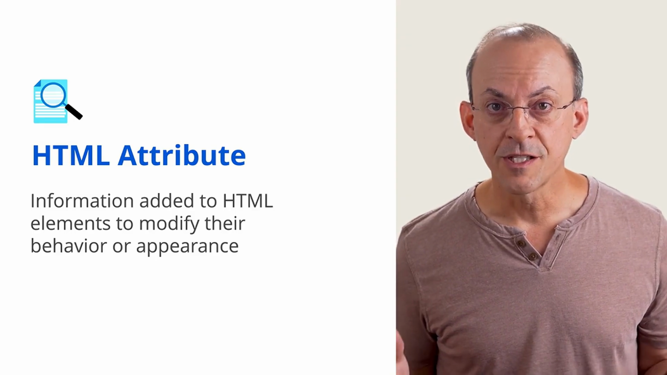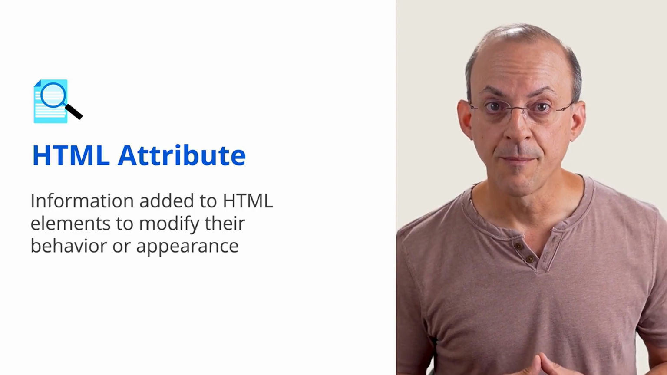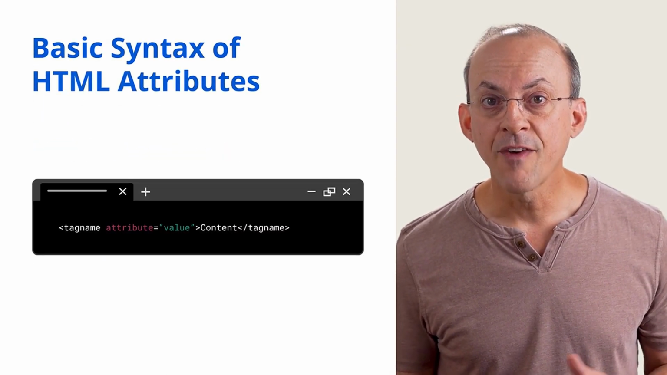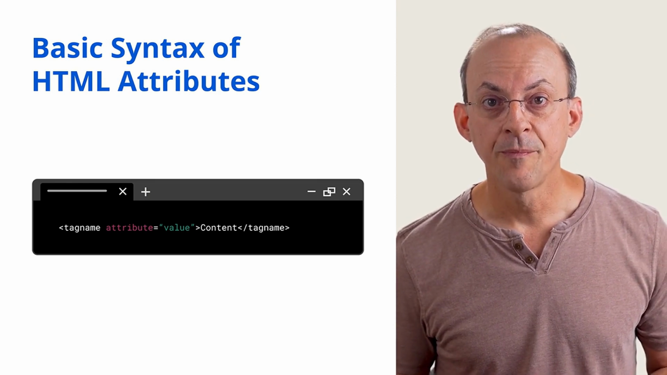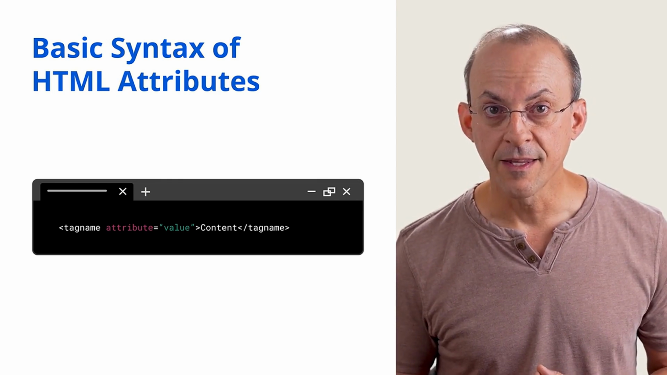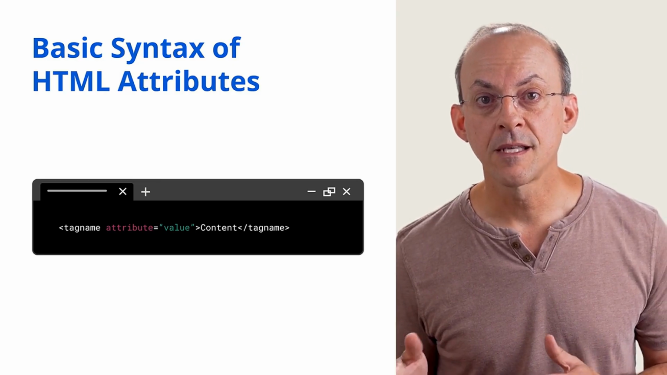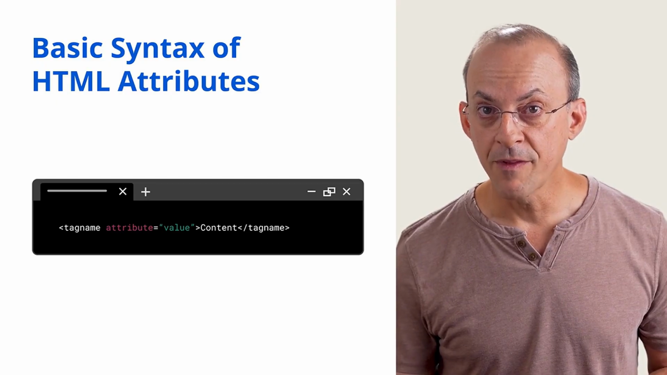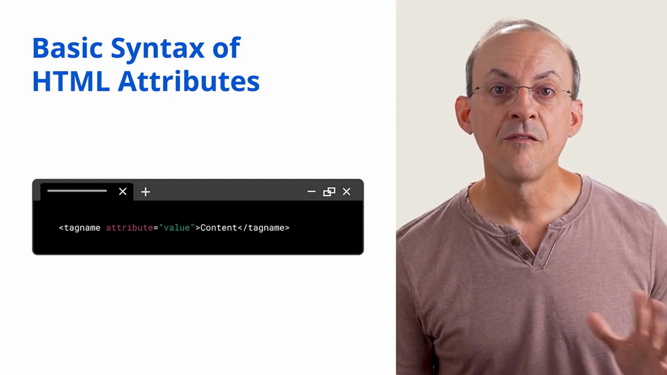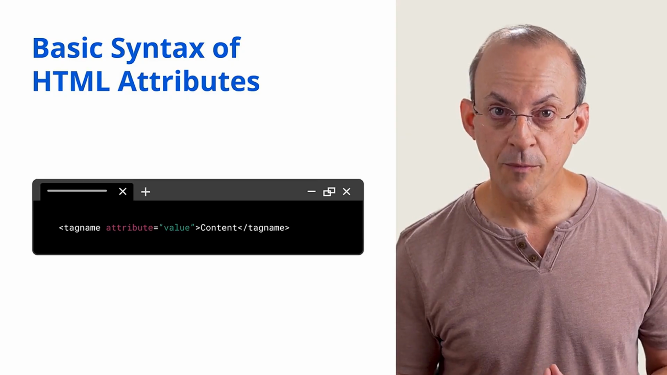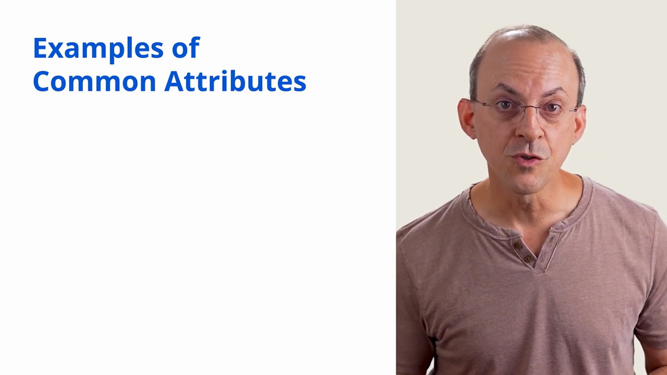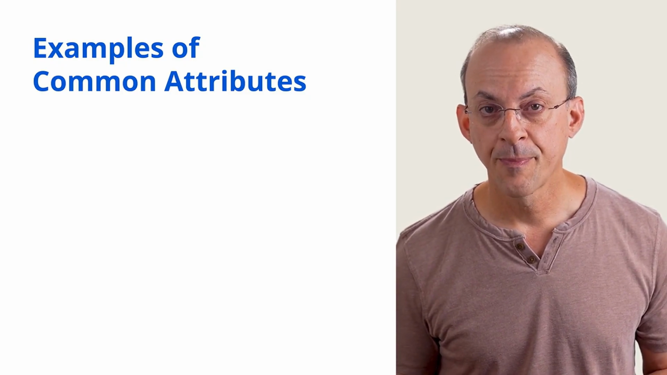Now that we understand what attributes are, let's explore how to properly structure them in your HTML code. Attributes are written as a name-value pair, such as name equals value, and placed inside the opening tag like this: tag name, space, attribute equals value. In this example, attribute is the name of the attribute you want to define. The value of the attribute provides specific information or behavior. With this basic syntax covered, let's explore some of the most common attributes you'll use to enhance your HTML elements.